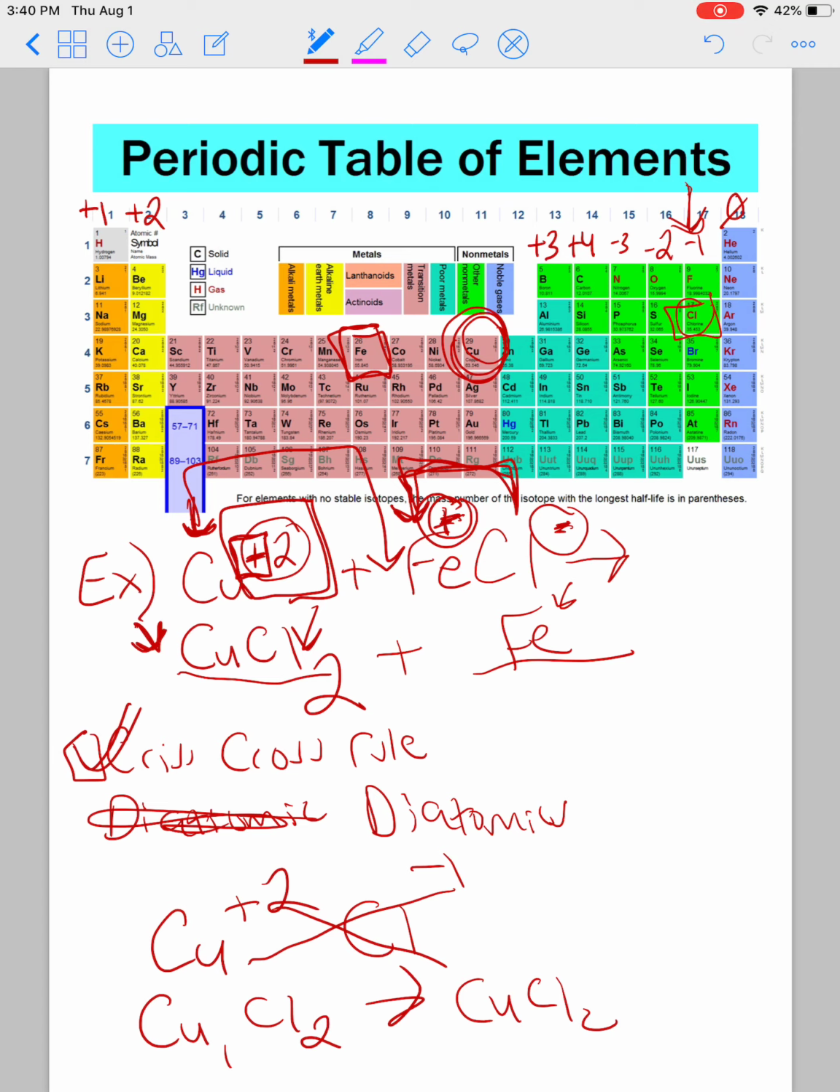Now, secondly, I need to check for diatomics. Well, Fe is a transition metal. He's not in our diatomic 7, which if you remember is everyone right here. So since he does not fall into that category, there's nothing we need to do with him. He just stays as Fe. So the correct products for this example would be CuCl2 plus Fe.